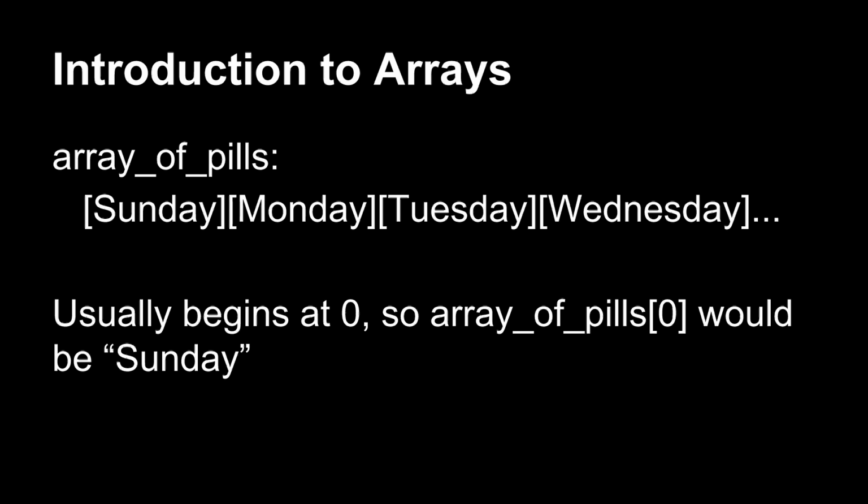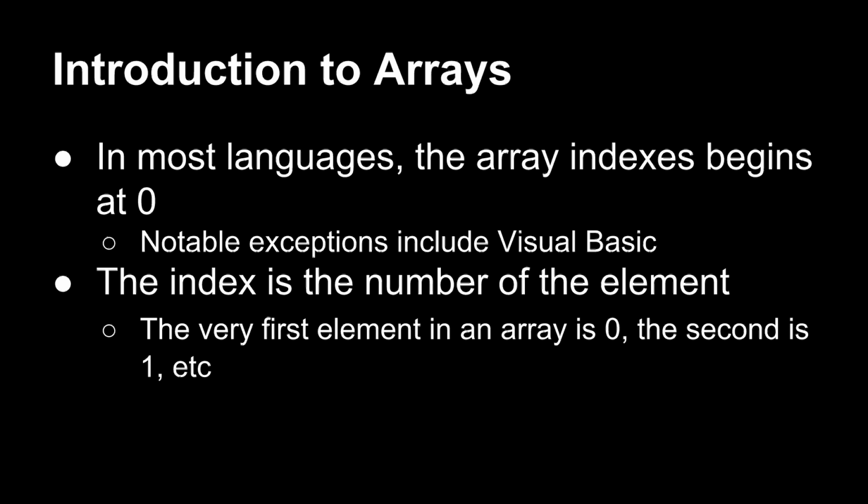There are some notable exceptions. For example, Visual Basic tends to use 1 as the first element, which may make logical sense, but when you start understanding things like memory allocation and offsets, the use of the number 0 is more logical.